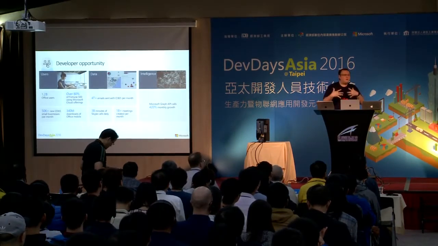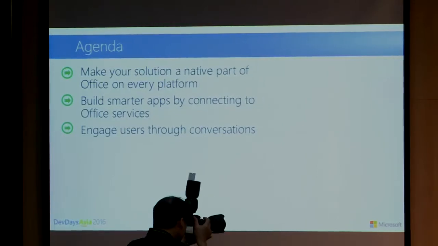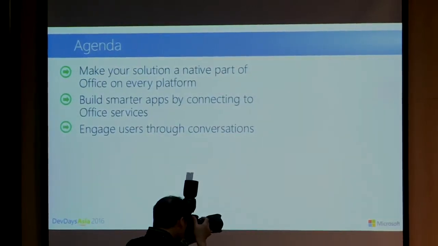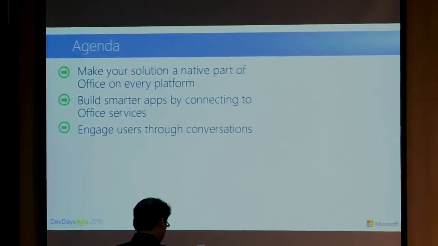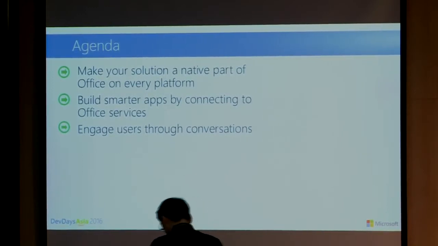The second one is to build smarter apps by connecting to Office services. So we have a rich set of APIs that expose all of the data, intelligence, and relationships that are part of the Microsoft Cloud, enabling you to build that data and that intelligence into your own apps, creating experiences that are more powerful than either one of us could achieve alone.